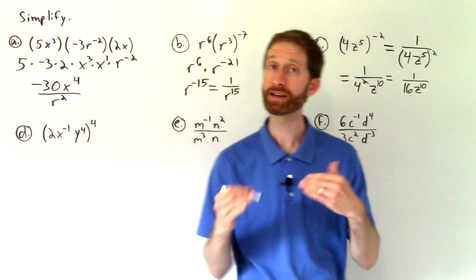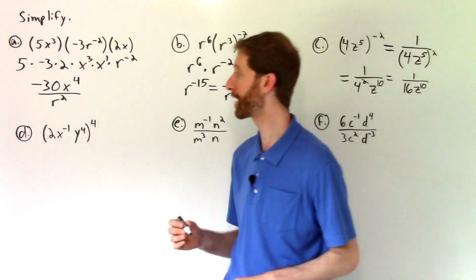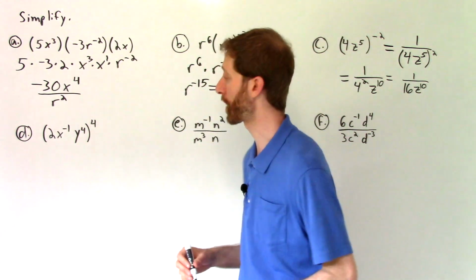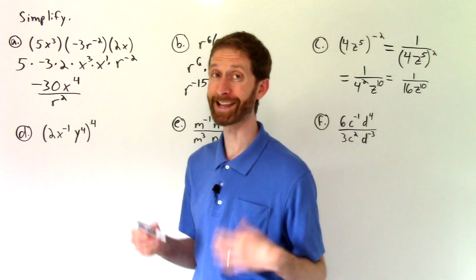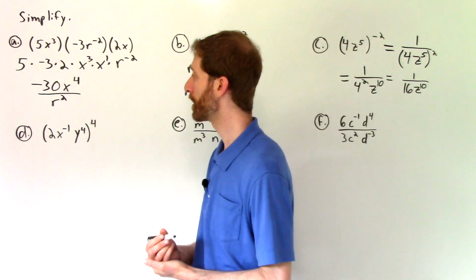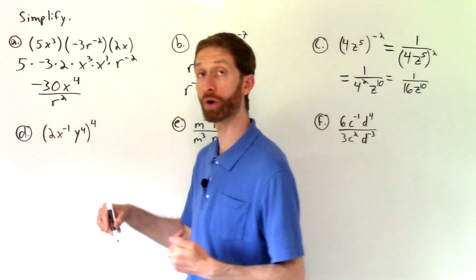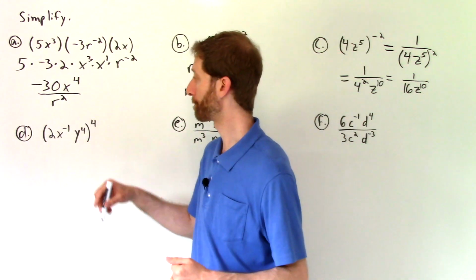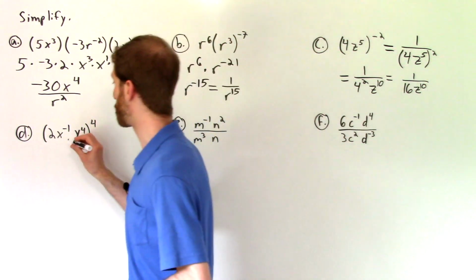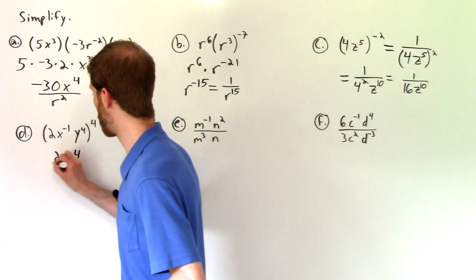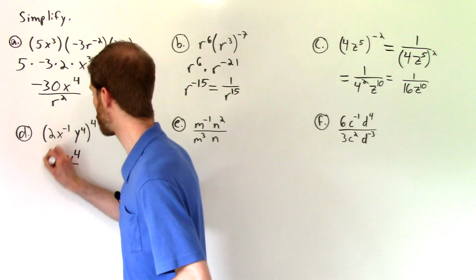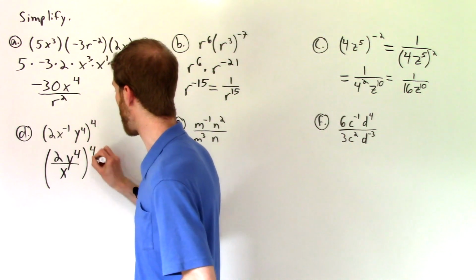Piece by piece, step by step, keeping your mind about you, because these problems can be a little overwhelming. Here, we can do a little bit of simplifying to start inside the parentheses if you like. We could put the x below, or we could just distribute the 4. So I'm going to go ahead and put the x below, and so that's going to be 2y to the 4th all over x to the 1st raised to the 4th power.